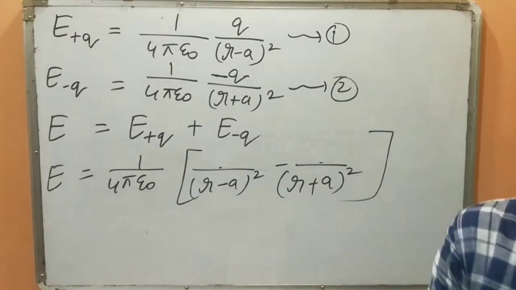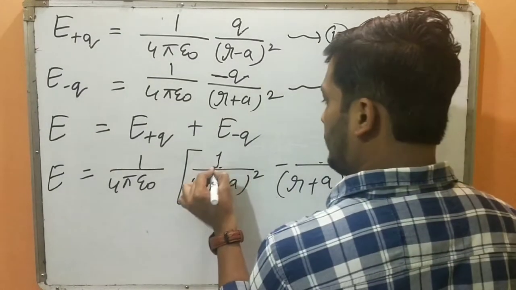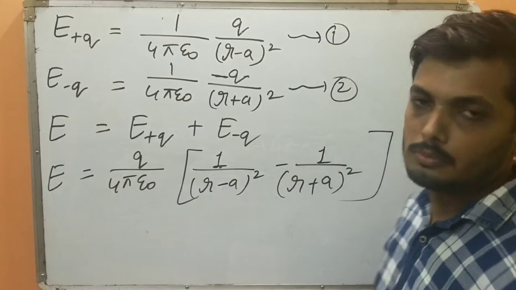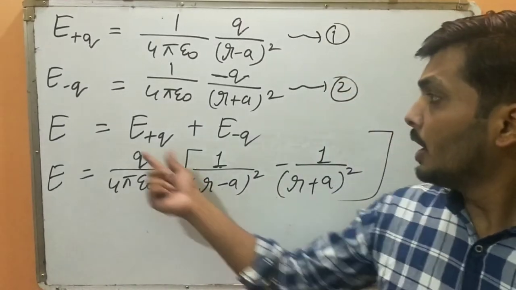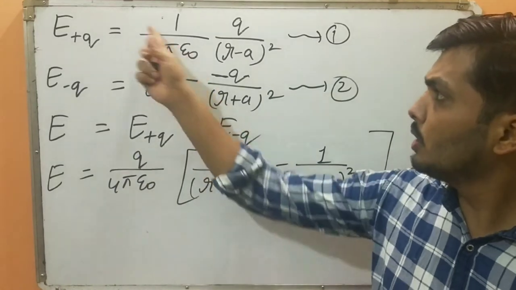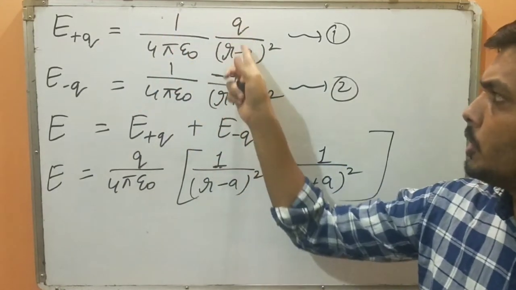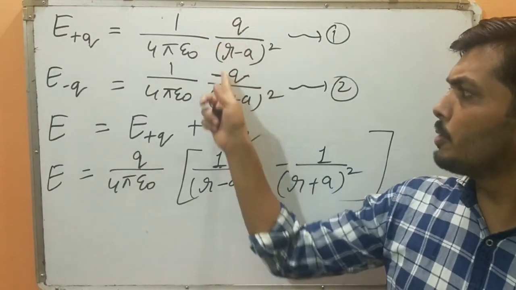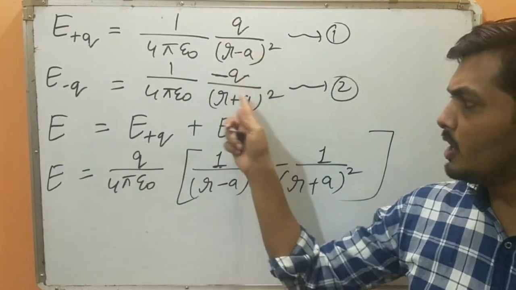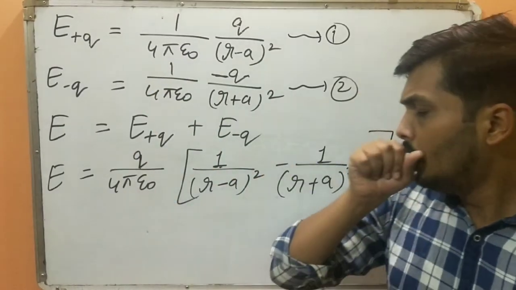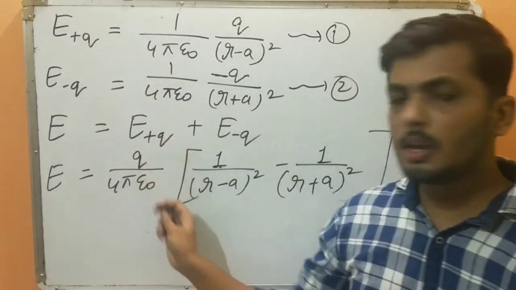So what I will write here is 1 divided by, and I'll write a q here also. Are you understanding what I have done? What is E? E plus q plus E minus q. So E plus q is 1 upon 4 pi epsilon naught q divided by r minus a the whole square, and same thing here, just instead of plus there is minus, and here r minus a square, here r plus a square. So q is common and 1 upon 4 pi epsilon naught is common.